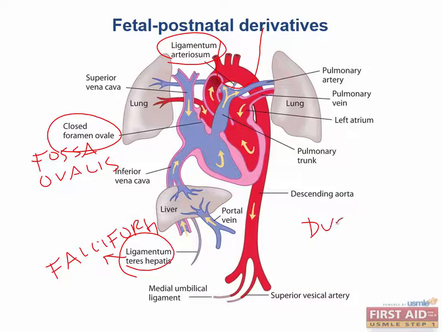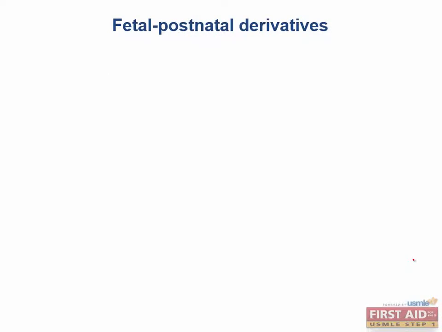One other thing that you could be tested about, but is not shown on this image, is the remnant of the ductus venosus. And just like the other ones where we've talked about ligamentum, the ductus venosus becomes the ligamentum venosum. So let's do an example. We have one left to cover, so let's try to test ourselves with it.